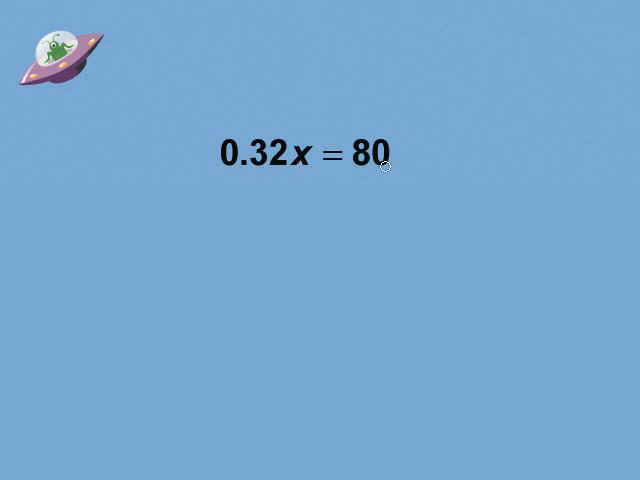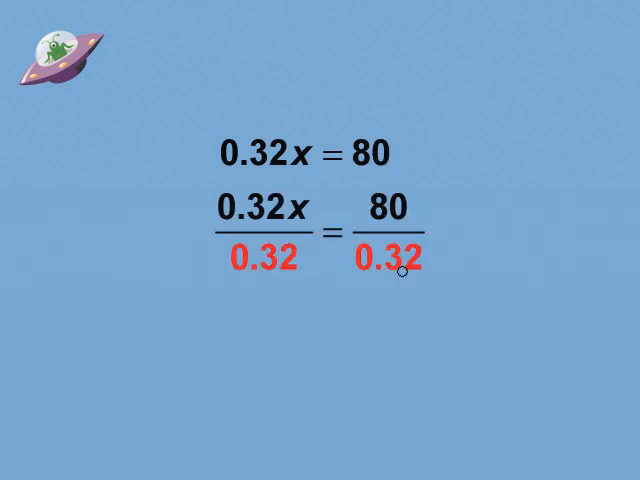0.32x equals 80. To solve for x, divide both sides by 0.32, as shown here. On the left side of the equation we have x. The right side of the equation simplifies to 250. This means there were originally 250 UFOs before 80 of them took a wrong turn.